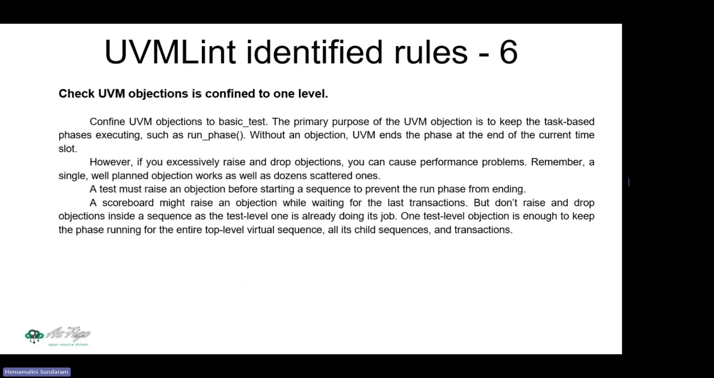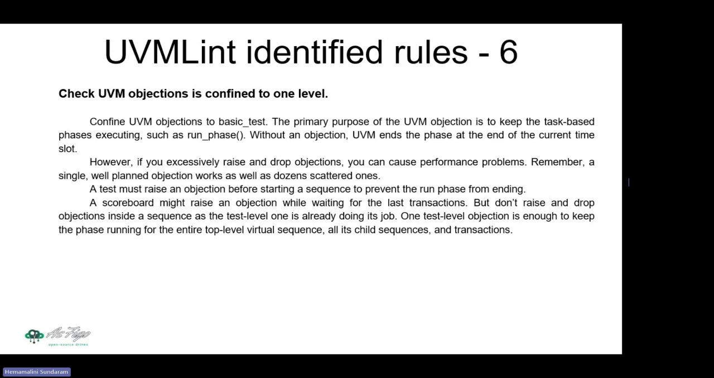In lint rule number 6, the UVM objections are confined to one level. So confine the UVM objections to base tests. Let's understand the primary purpose of the UVM objection. It is to keep the task-based phases executing, such as the run phase. Without an objection, UVM ends the phase at the end of the current time slot.